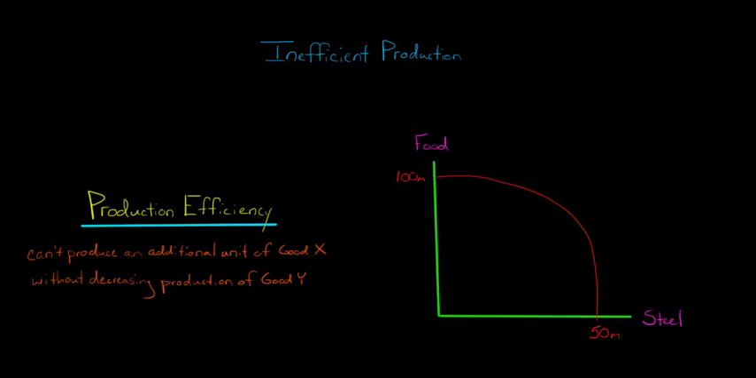In this video, we're going to talk about inefficient production. So let's say we're looking at an economy that can produce two goods. It can produce food and it can produce steel. And if it's strictly focused on producing food, it would produce 100 million tons of food. Whereas if it's strictly focused on producing steel, it would have 50 million tons of steel.